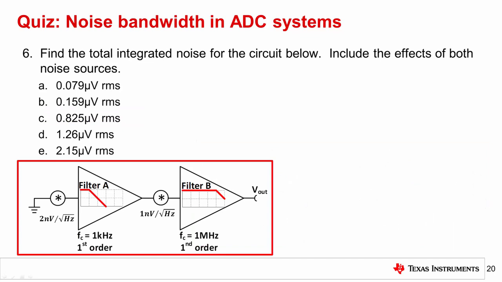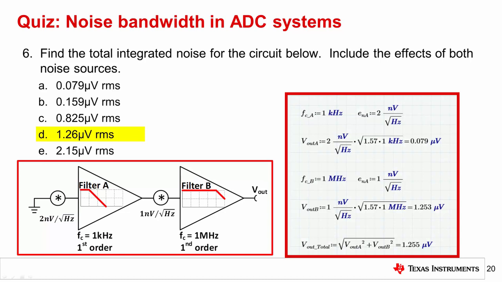Question 6. Find the total integrated noise for the circuit below. Include the effects of both noise sources. The correct answer is D, 1.26 microvolts RMS. The calculations for this problem are shown on the right.